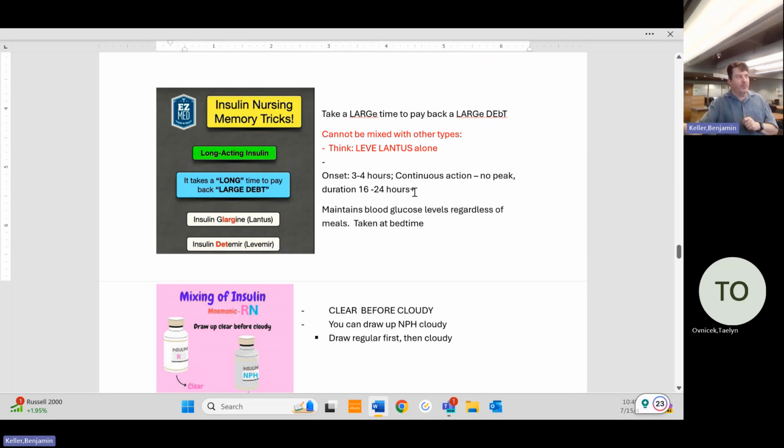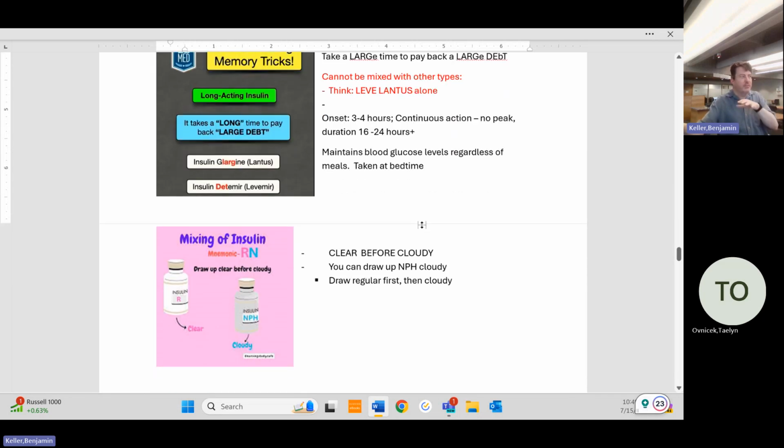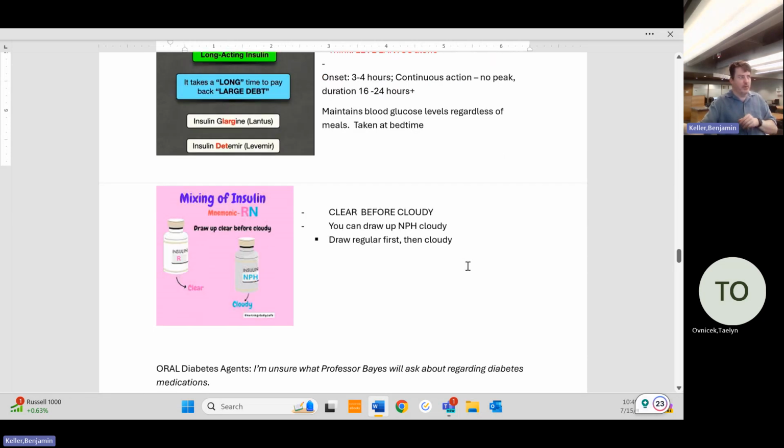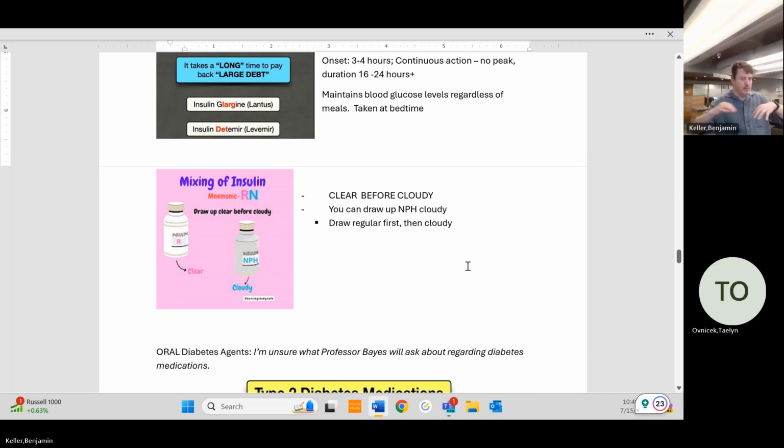Onset 3 to 4 hours. It has a continuous action. There's no peak. Its duration is 16 to 24 hours. So it helps maintain blood glucose levels regardless of meal. It's often taken at bedtime. It's a basal insulin. It's just kind of the normal range insulin, functioning for a baseline amount of insulin that a pancreas might produce, that's not been excited by the fact that you just ate something.